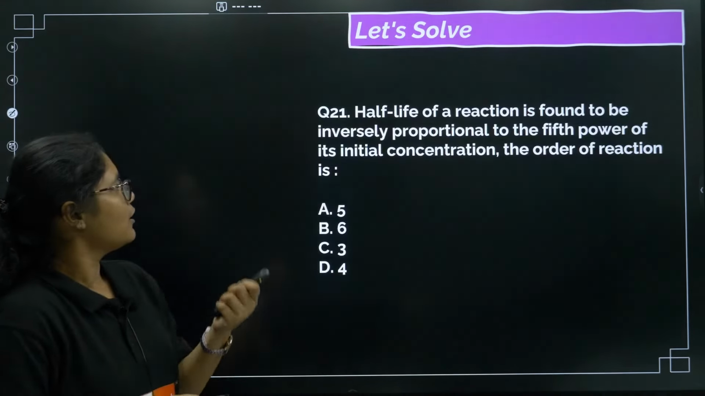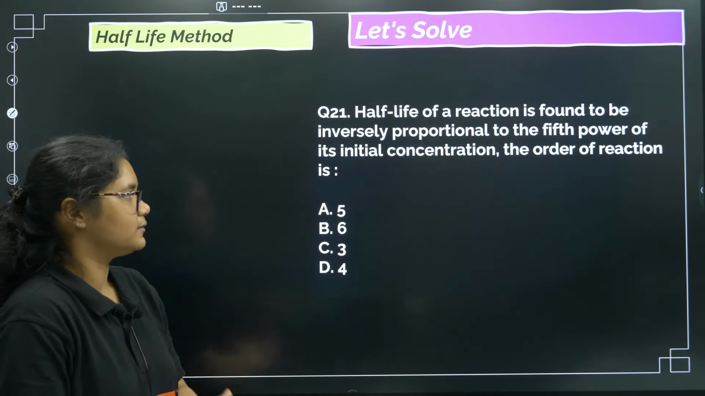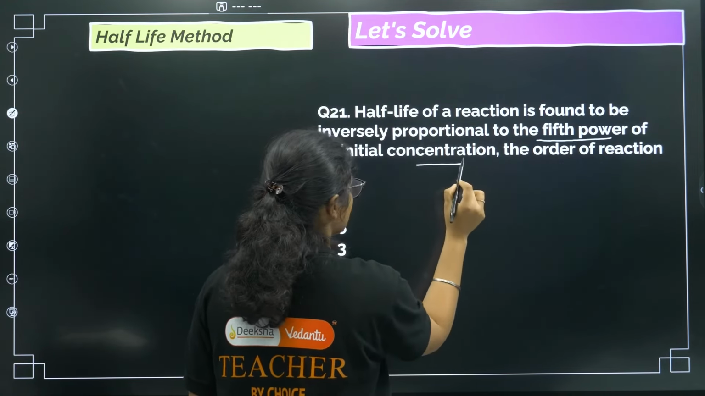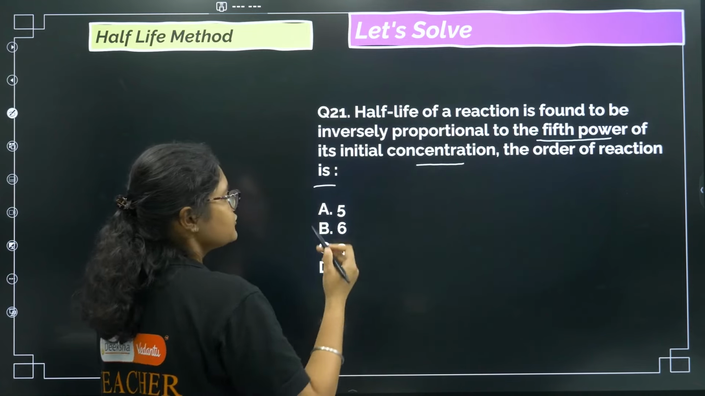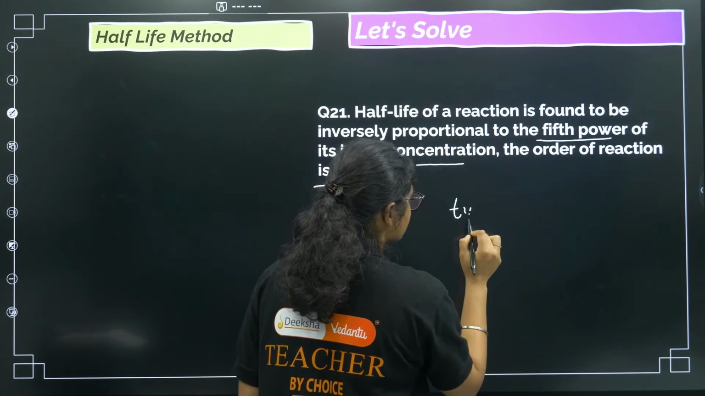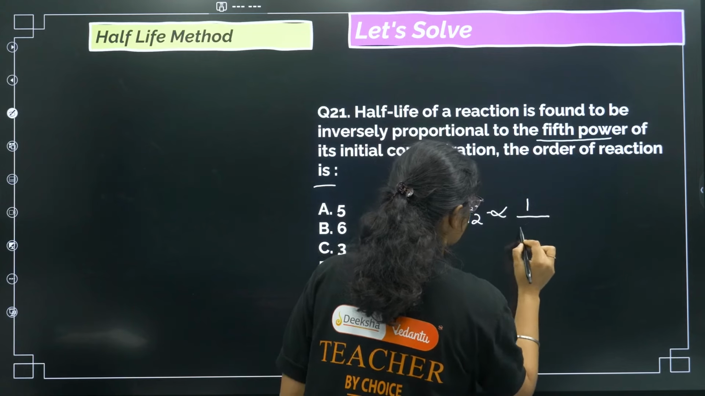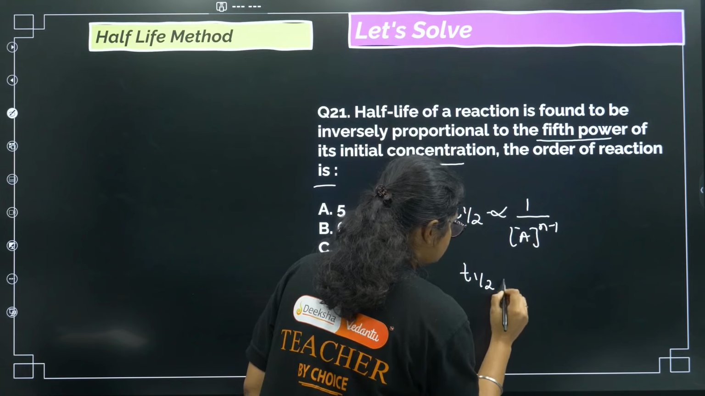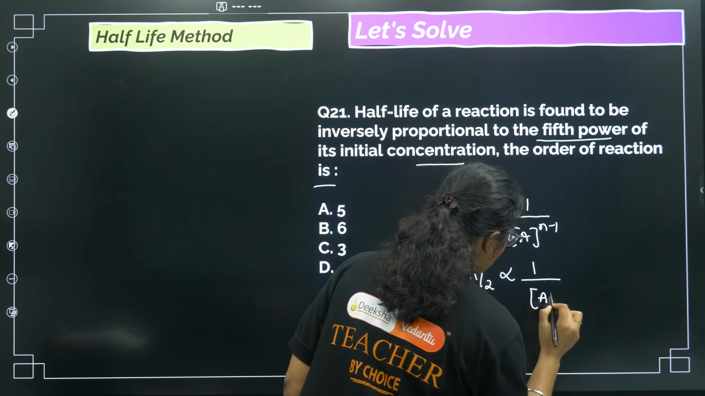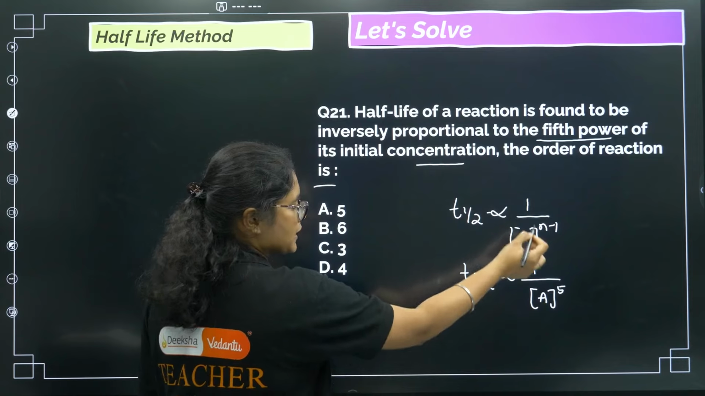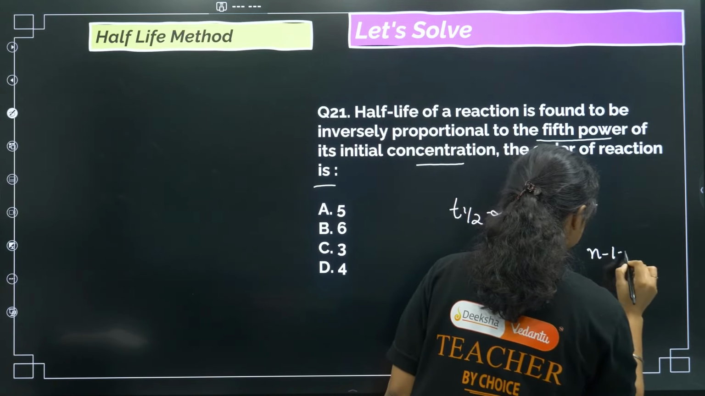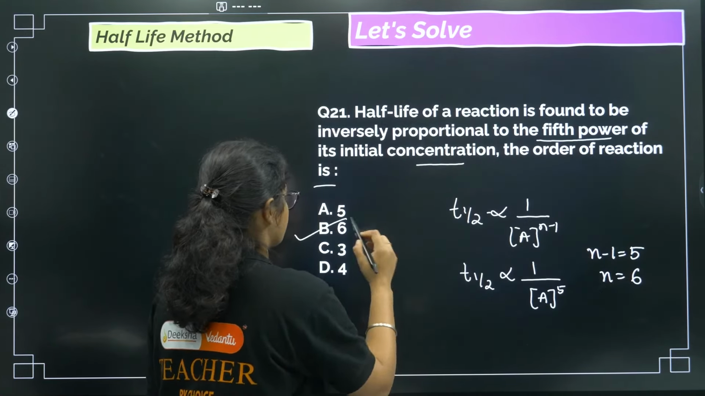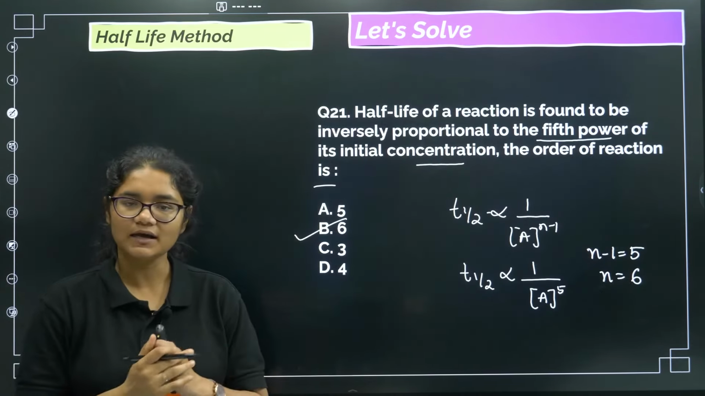Okay, now coming to the half-life method. Half-life of a reaction is found to be inversely proportional to the fifth power of the initial concentration. Order of the reaction is. So this is one of the previous year questions. I have written that T half is proportional to 1 by a to the power of n minus 1. Now according to the question, T half is proportional to 1 by a to the power of 5, right? So now can I equate this equation? n minus 1 is equal to 5. So n is equal to 6, right? So it is a sixth order reaction. So option number B is the correct answer.